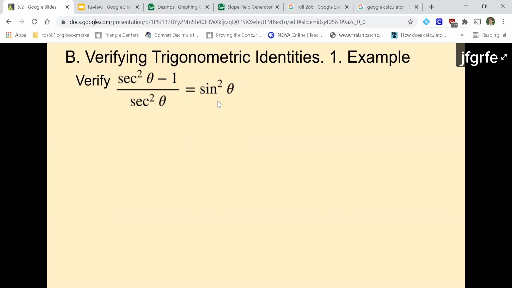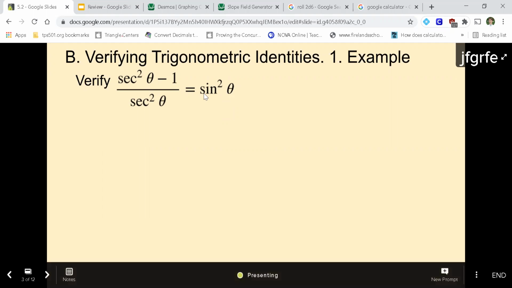If that doesn't work, try to use one of your identities. If you have a trig function squared, use the Pythagorean identity. If you have a pi over 2 as part of your angles, use the cofunction identity. If you have a negative angle, use your even odd identities. So same steps as we were doing in 5.1. The only difference is we know what the answer should be. The answer should be sine squared.